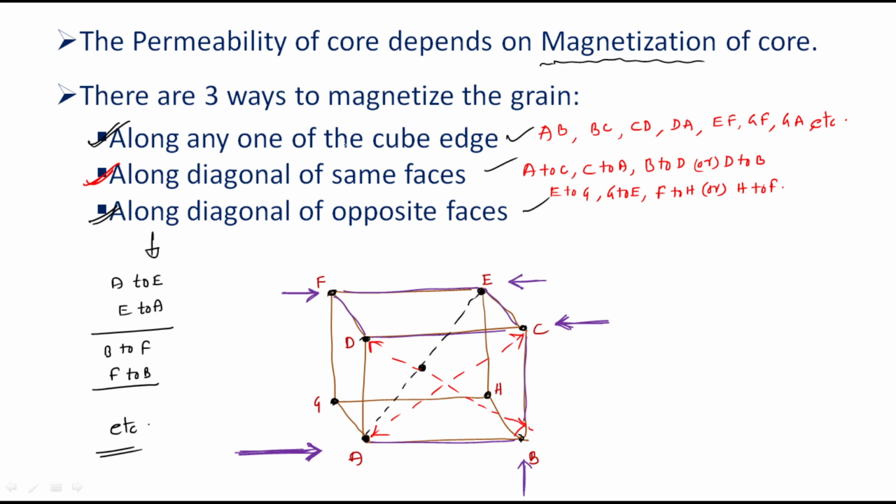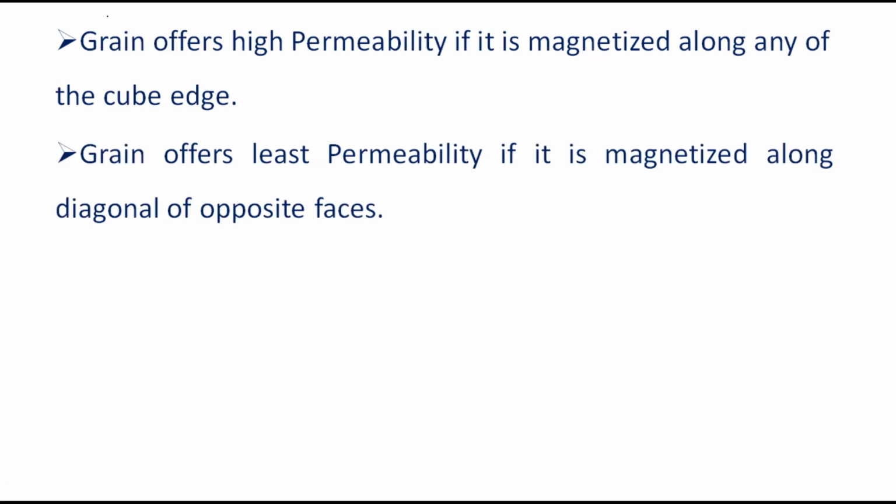Whether it is along the cube edge, the diagonal of the same face, or the diagonal of opposite faces, that we have to write. The grain offers high permeability if it is magnetized along any of the cube edges. So if the magnetization is along the cube edge, obviously we get more permeability. When we have to get the minimum permeability, the grain offers least permeability if it is magnetized along a diagonal of opposite faces.